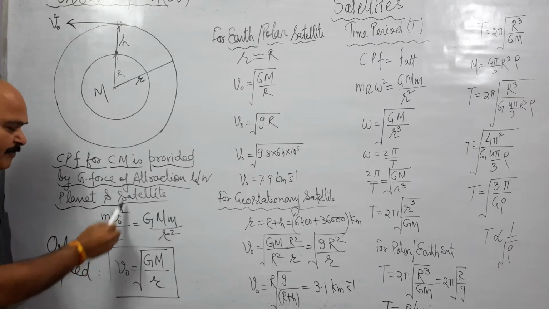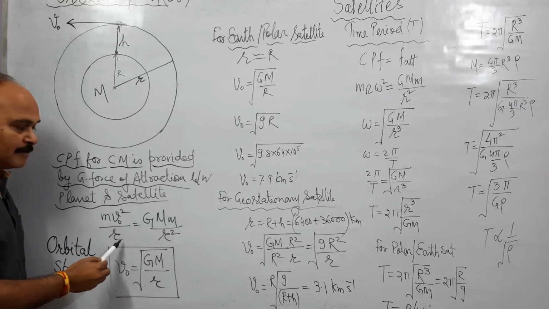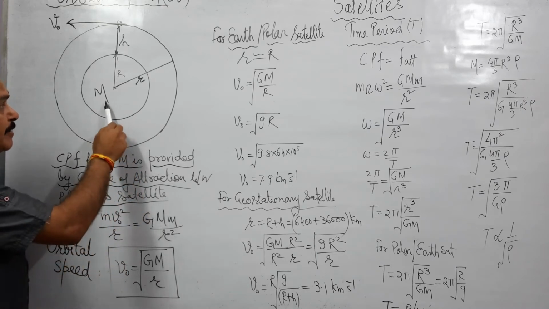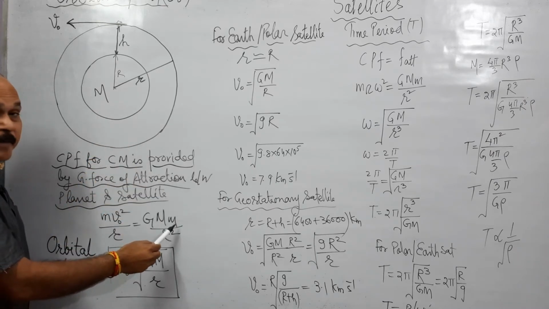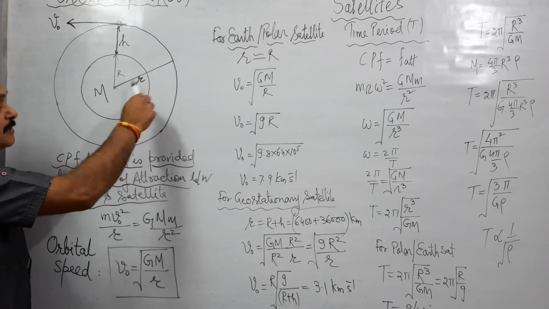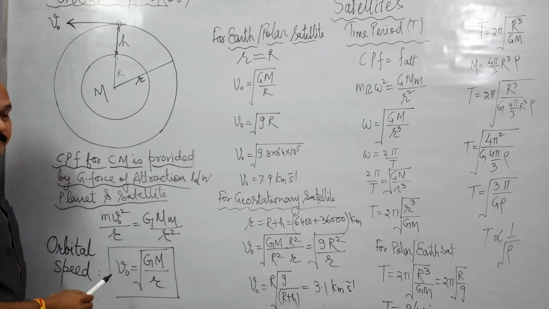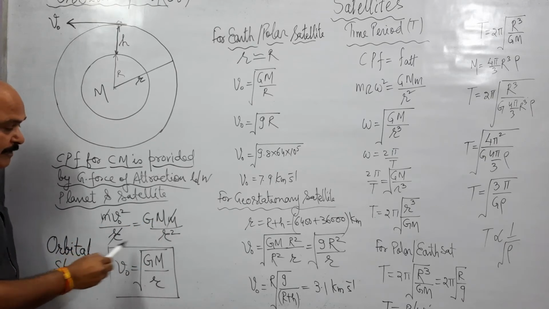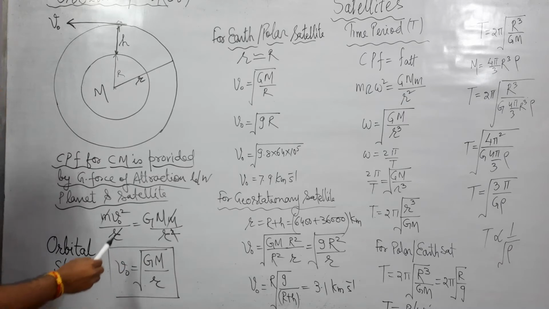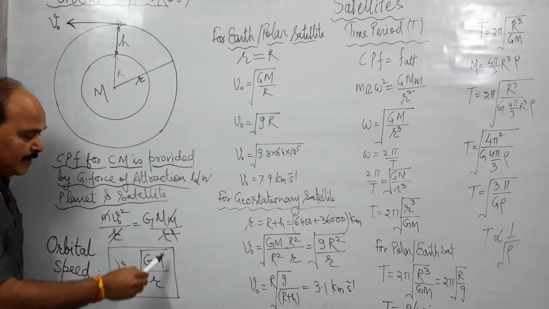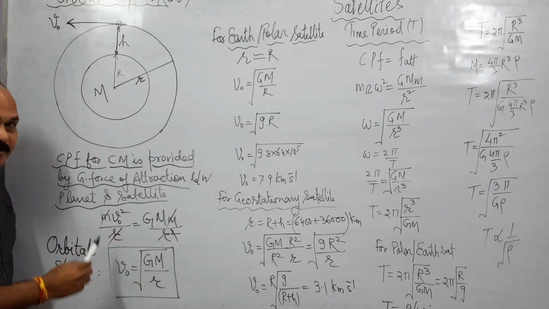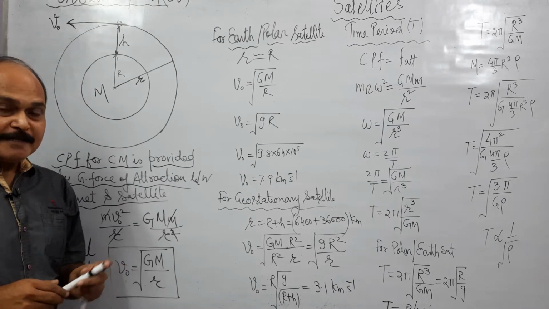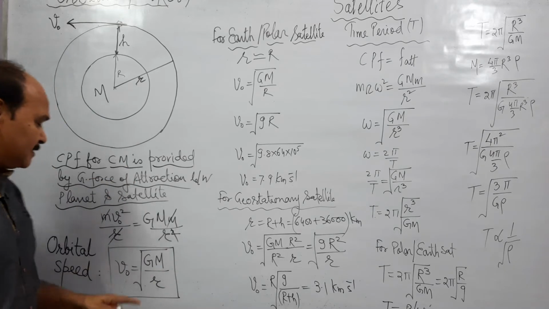Centripetal force is mv square by r, and gravitational force of attraction is G M, the mass of planet, into m, the mass of satellite, upon r square, the square of distance between them. We can see that this m cancels out, and one of the powers of r cancels out. So what do we get? We get v naught as square root of GM by r. So this is the orbital speed of a satellite revolving around a planet on a circular path of radius small r.